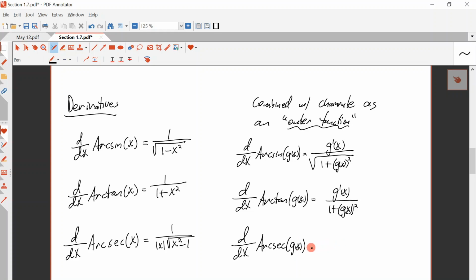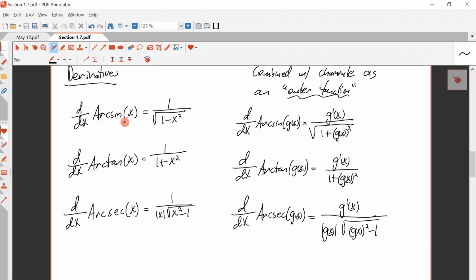This one looks like this: g of x, absolute value, square root of g of x squared minus 1. Okay, so that's the derivatives of the inverse trigonometric functions.